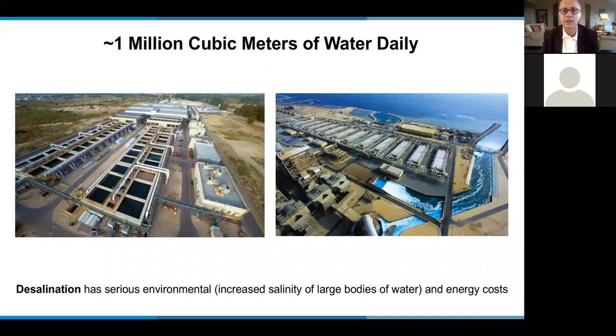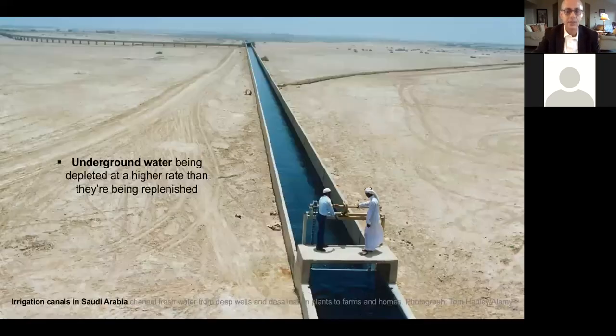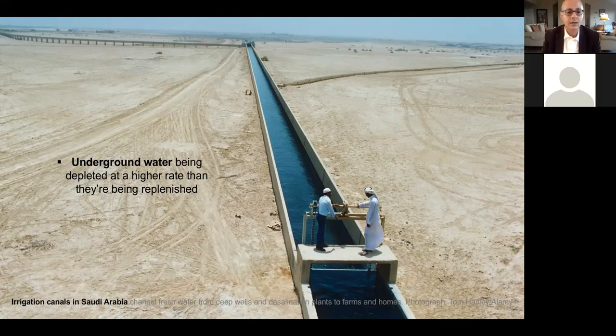Now, we have solutions to these problems, but they're not ideal. There are desalination plants in the Middle East that produce 1 million cubic meters of water daily. But these leave behind environmentally problematic coasts, because of the brine and the high salinity of the large bodies of water where these plants are. It's also needless to say that this is a very energy intensive process. For example, a country like Saudi Arabia spends almost 25% of its entire energy output on desalination. So that is a massive cost.